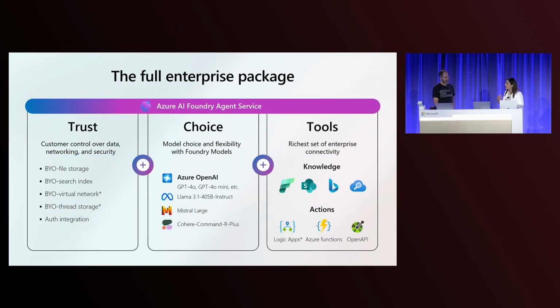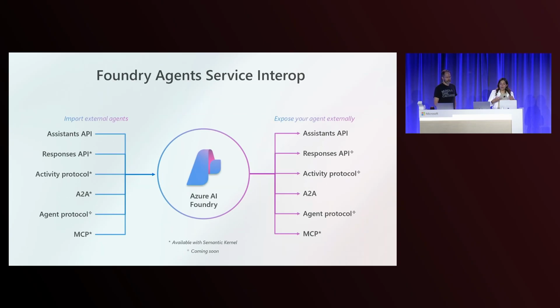The key difference from what we've seen being offered in the past is the enterprise readiness and the capabilities it has to bring your own file storage, to connect to your enterprise systems, to support your organization's built-on network. You can bring your own memory, your own thread storage. It supports authentication. So if you have to authenticate with an API, it supports passing all of the tokens, as well as connecting with a set of tools, like knowledge tools, like Fabric, SharePoint, Bing for web grounding, and Azure AI Search.